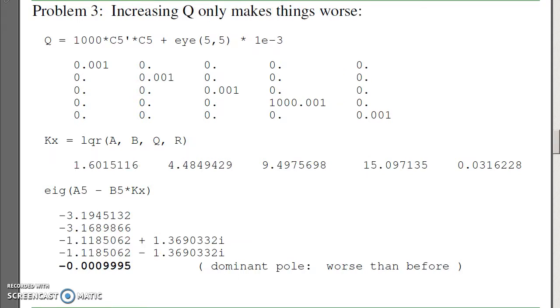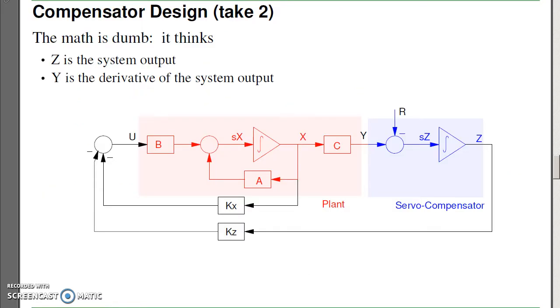However, third problem is if I do that, now crank up the gain on the state that I care about to 1,000, that just made things worse. I'm now really, really slow. So the idea of weighting the thing that you care about, ignoring the servo states, things I don't care about, doesn't work. The reason it doesn't work is the math is dumb.